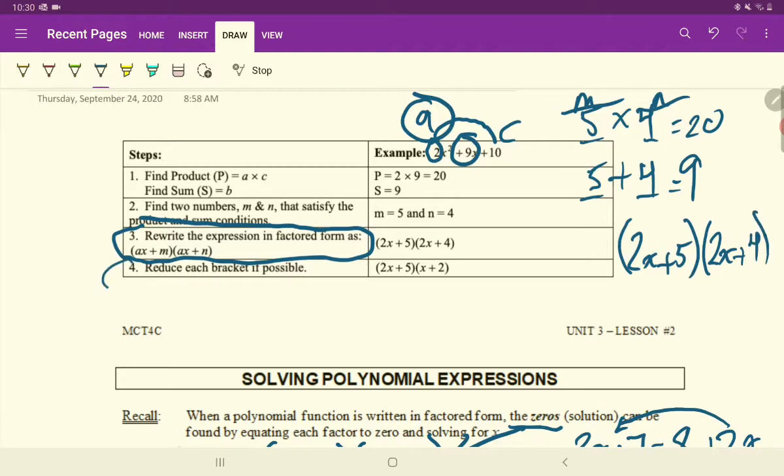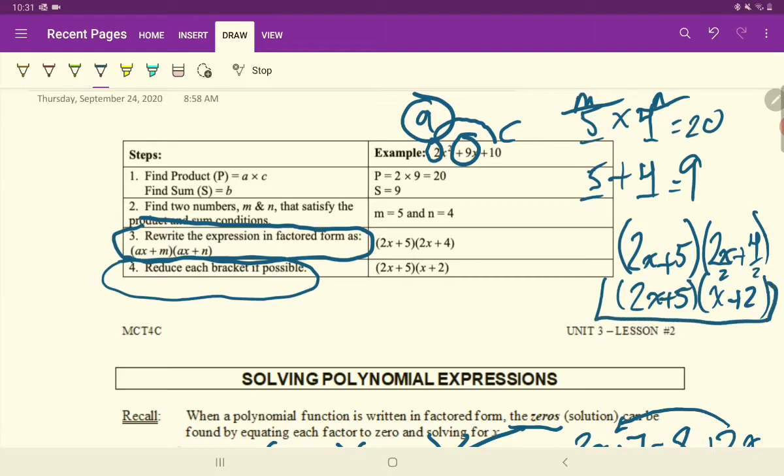And then it says that we need to reduce each bracket if possible. Well, 2x plus 5 we cannot reduce, but 2x plus 4 we can reduce. There's a number that goes into both of them, so we can reduce that down. 2 goes into both. So 2x divided by 2 is just 1x, or x. So divide by 2, divide by 2. 4 divided by 2 is 2. And so there is your final answer.